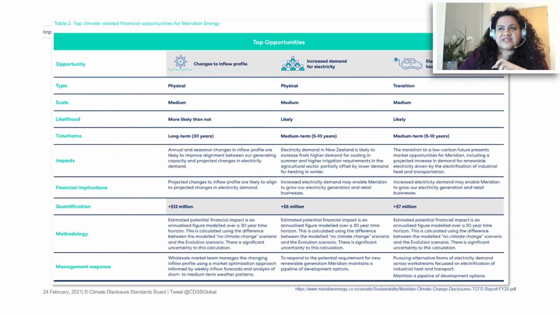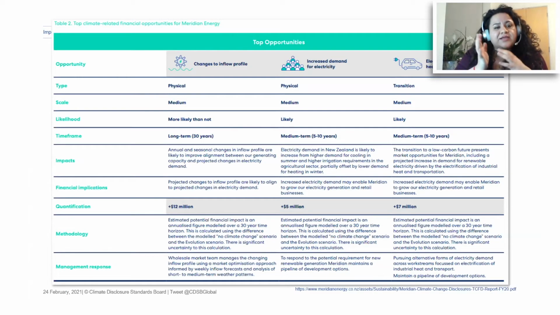So zooming in onto this table, and I've purposely picked out their opportunities because we do talk a lot about risk, but let's focus in on opportunities a little bit. They have the same table, but for risks in the report as well. And here they very clearly tell us specific opportunities that are faced by their company. They tell us the type, the scale, the likelihood, which is unusual. This is not something that companies often tell us, but it is really important.